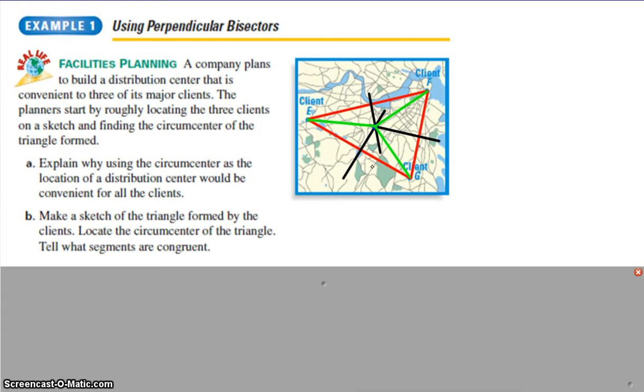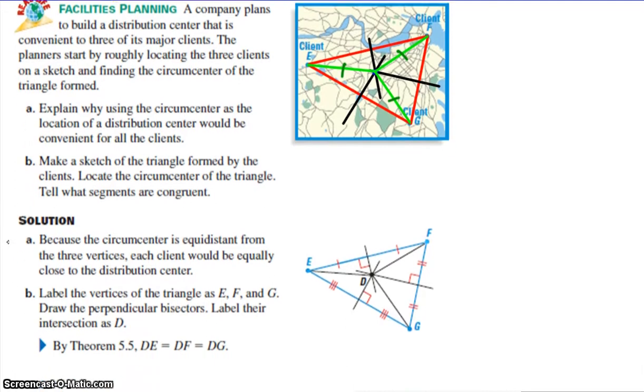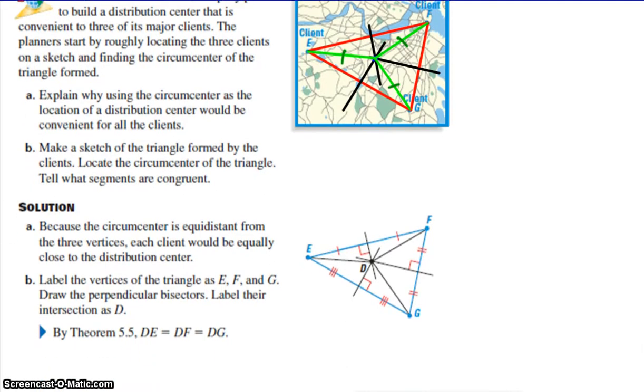So, explain why using the circumcenter would be a good location. Basically, it's fair to everybody. This line, this line, and this line are all the same length. Therefore, all clients have to drive the same distance to get to the distribution center. Alright? So, oh, hey, not bad. Look at this sketch as compared to mine. Not bad. Pretty close, not too far off, okay? But we could actually draw the perpendicular bisectors with our compass, okay? And then we would be precise.